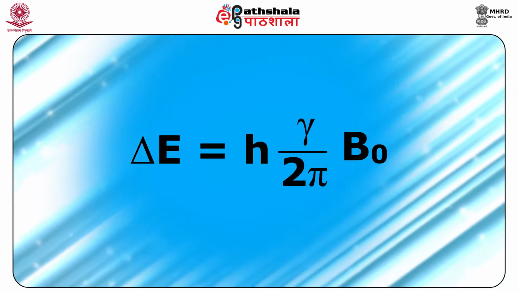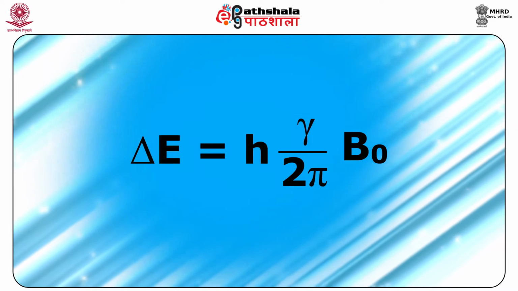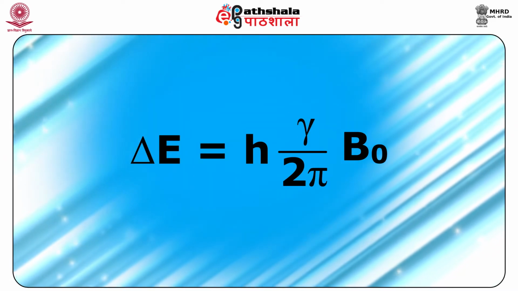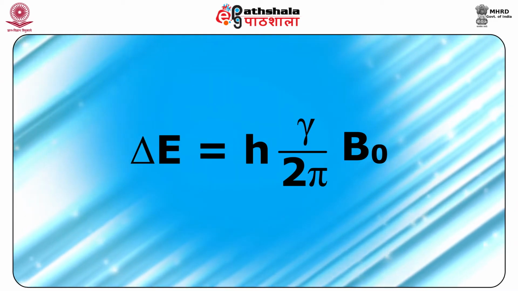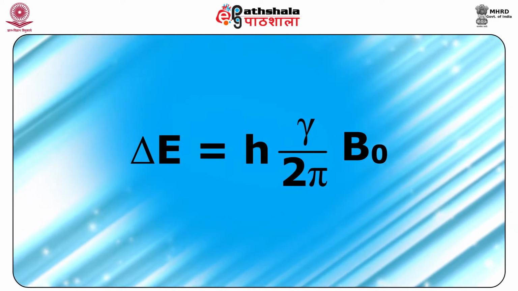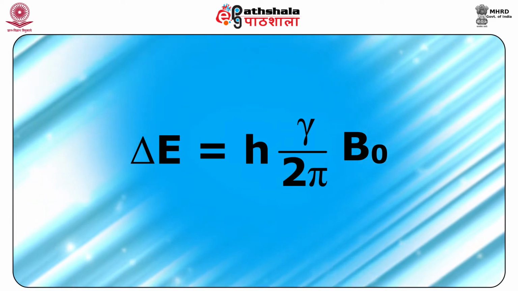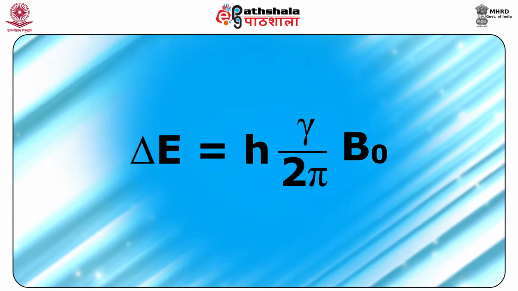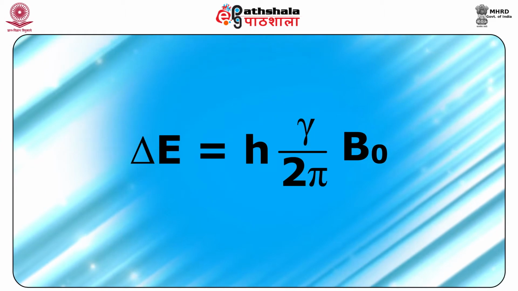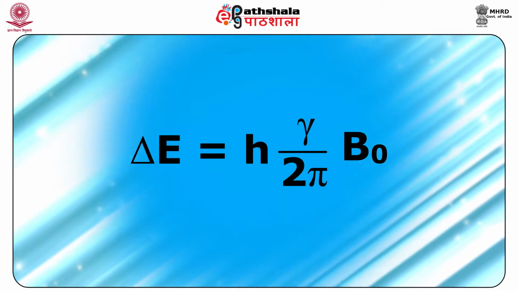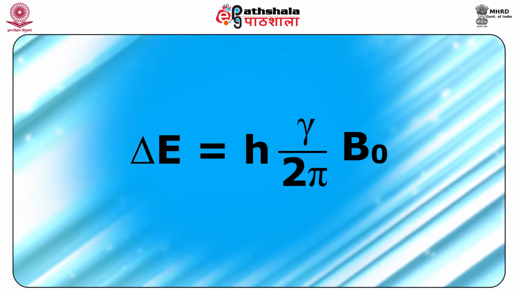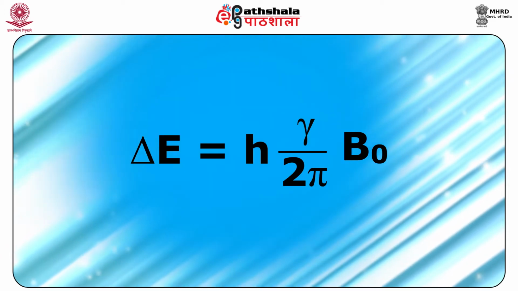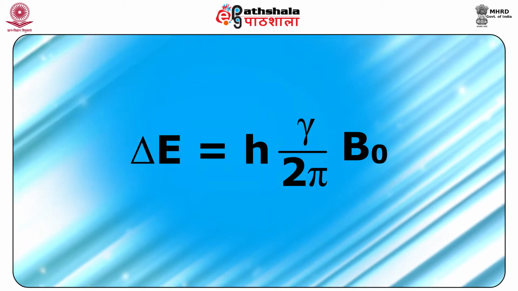Now the energy difference between these two spin states can be mathematically put into an equation, and that is denoted by delta E equal to h gamma divided by 2 pi multiplied by B naught. Now students, h, as you know, is the Planck's constant. Gamma here is a new term, that is the gyromagnetic ratio, also called the magnetogyric ratio of a particular nucleus.